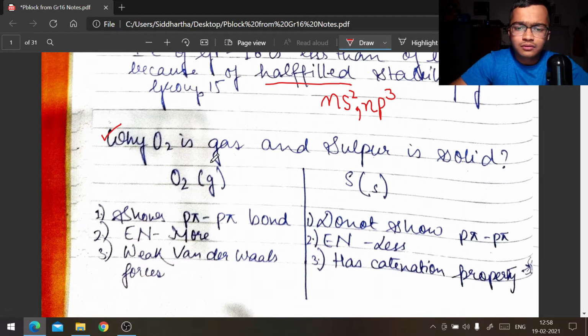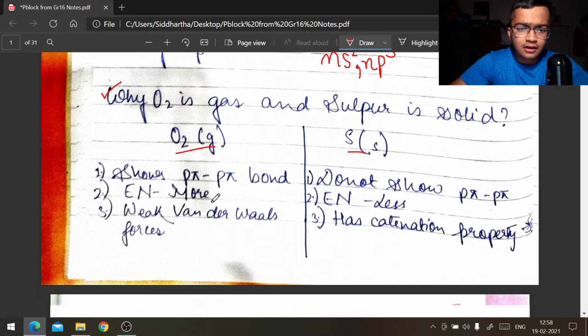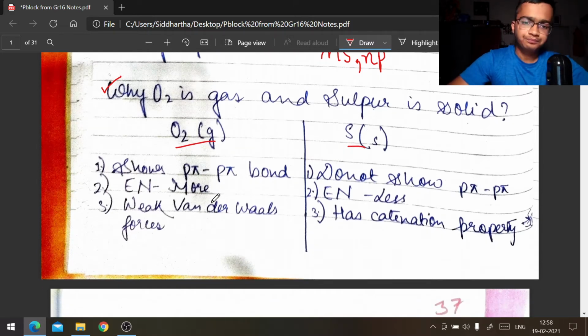Next is, why is O2 a gas and sulfur a solid? O2 means oxygen and S means sulfur. Oxygen is the first element of the group 16 elements. Oxygen shows p pi-p pi bonding, I have told you, and sulfur does not show p pi-p pi bonding.